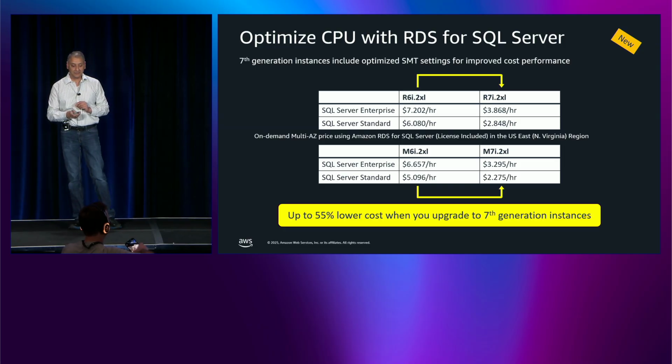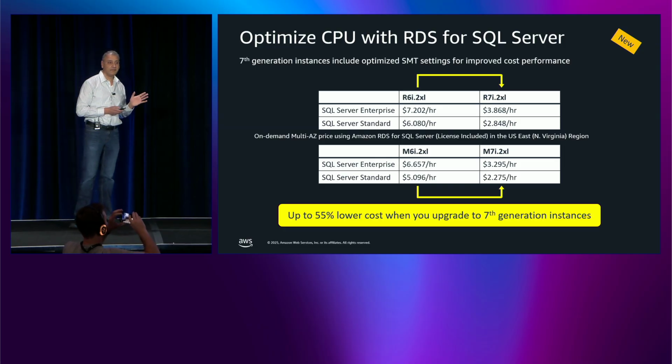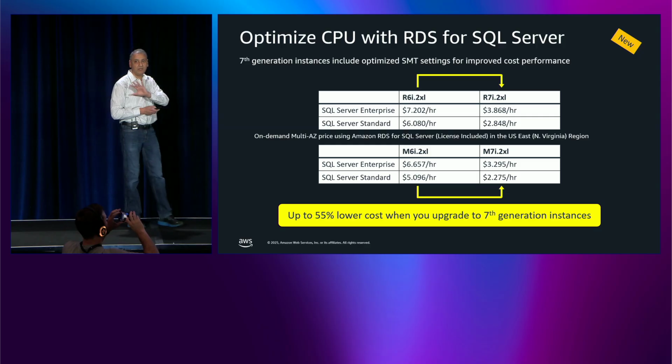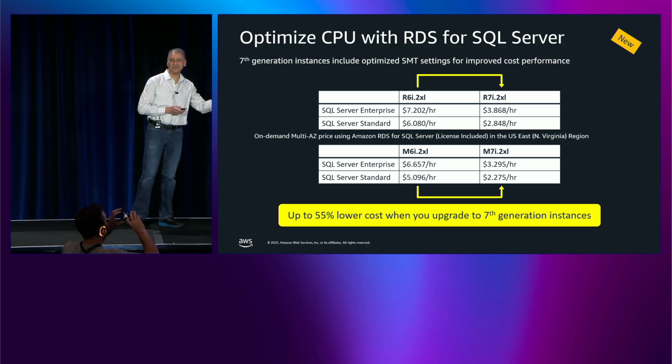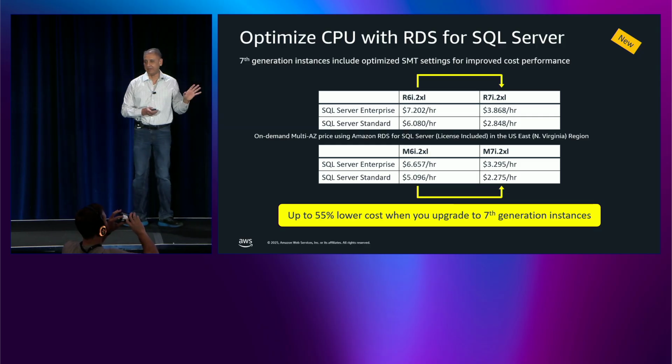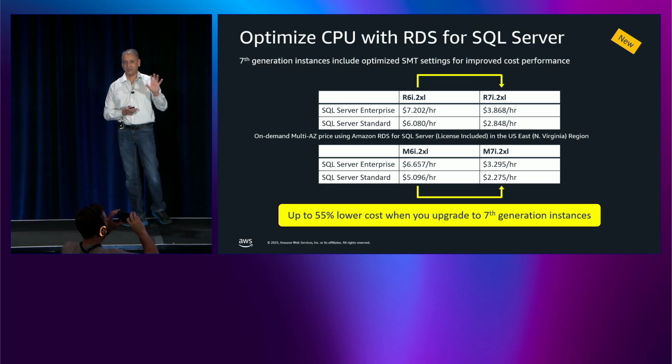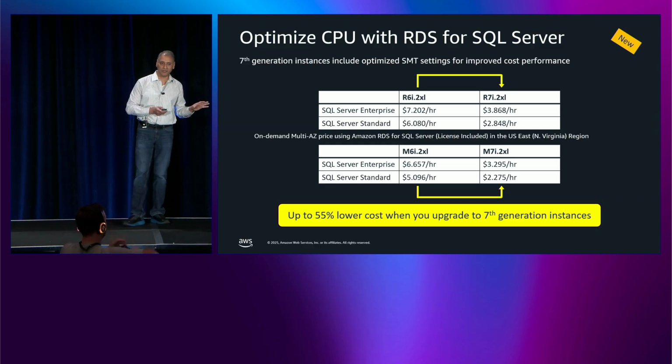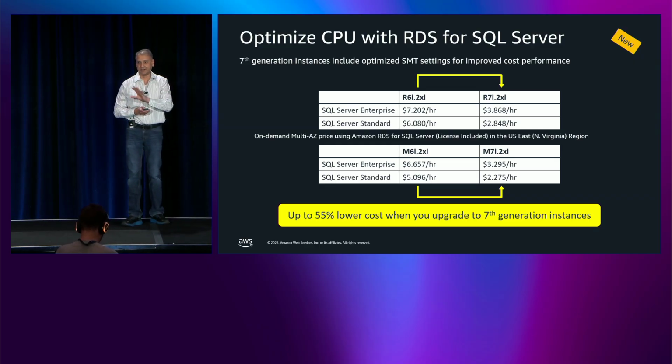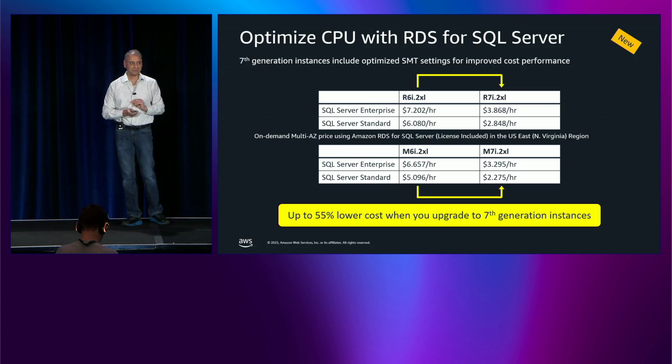So as you can see, you get up to a 55% lower cost simply by doing an upgrade to a newer generation instance. You don't change your application, you have the same amount of memory, same amount of physical CPUs, you're simply doing an instance upgrade, and now you have a lower price.